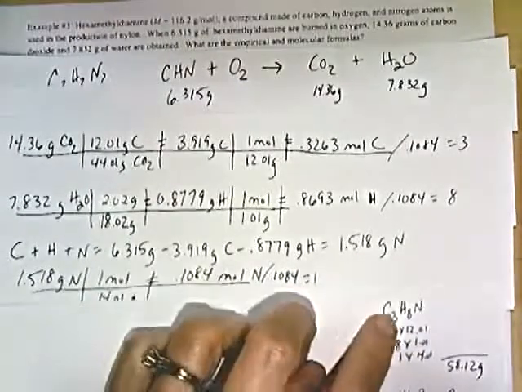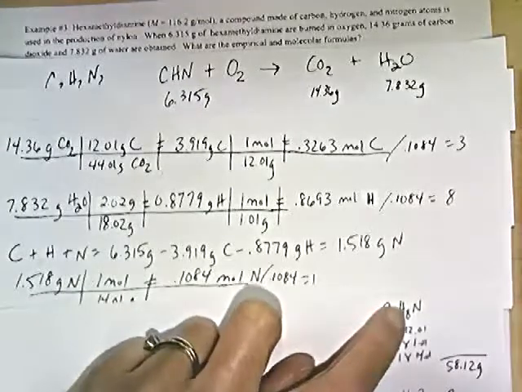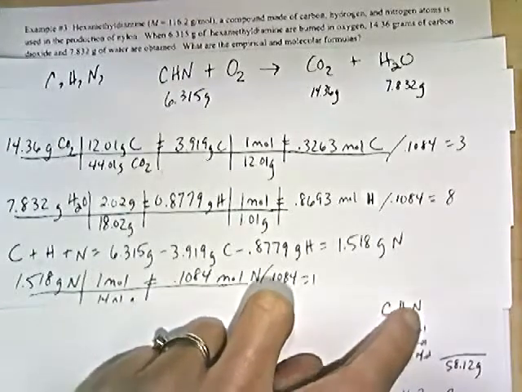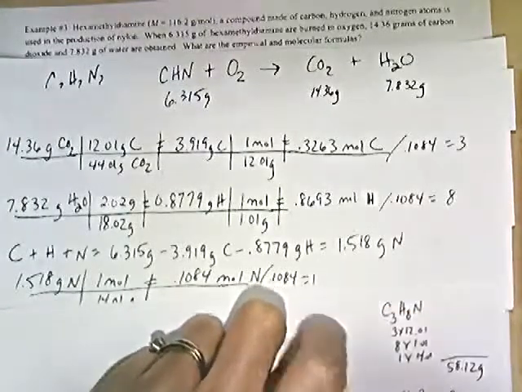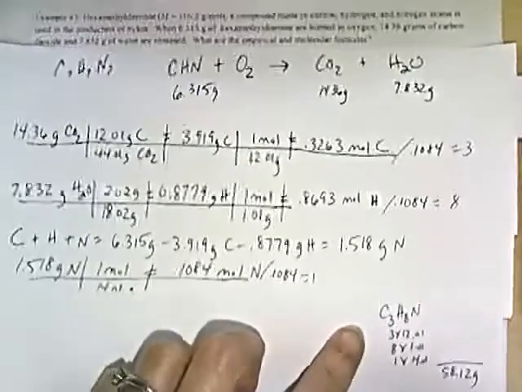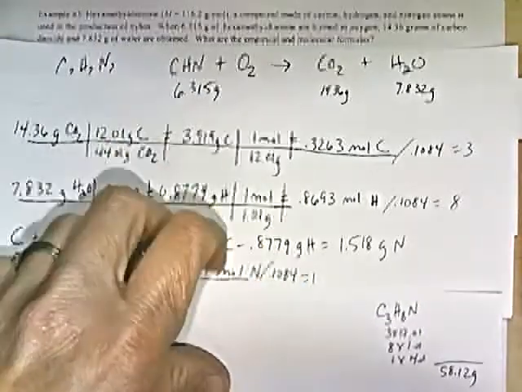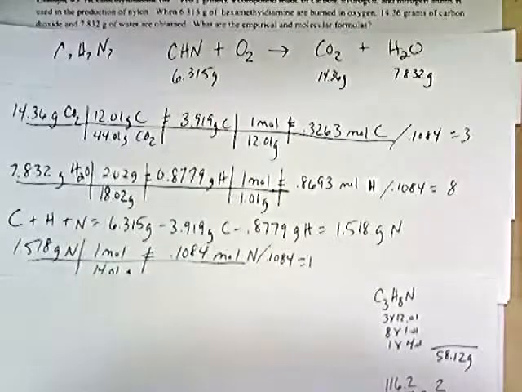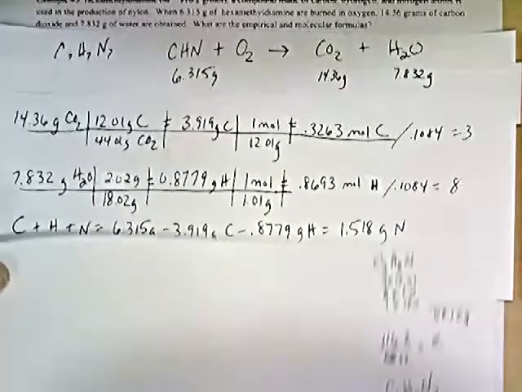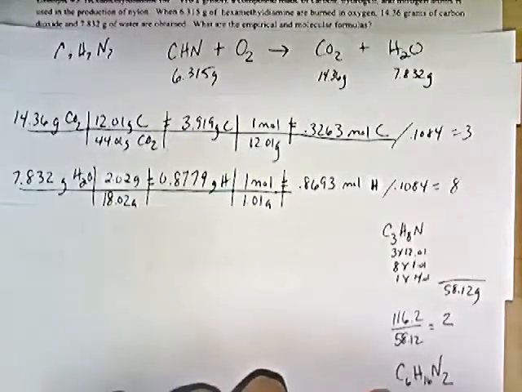So 3 times 2 is going to give me 6, 8 times 2 is going to give me 16, and 1 times 2 is going to give me 2, and I have my entire formula of C6H16N2.